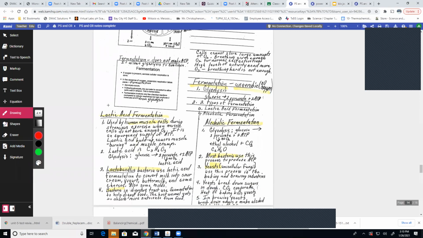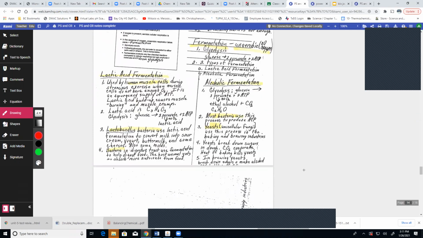And we talked about lactic acid fermentation. That's what we do, human muscles and some types of bacteria. And then alcoholic fermentation, that's what most bacteria do, and also yeast. So like for making bread or making alcohol. Seemed like there were a few questions from that.